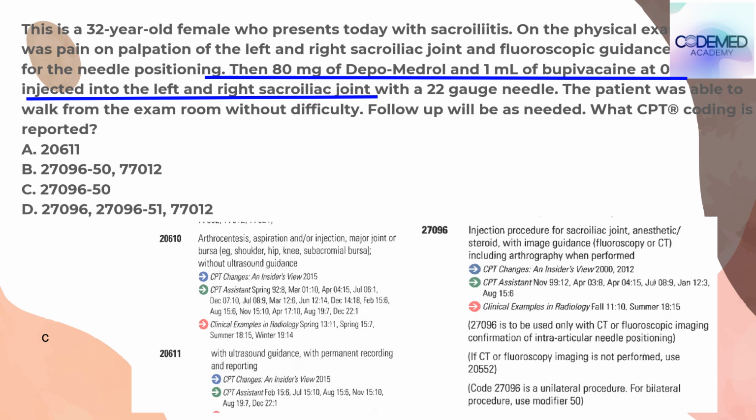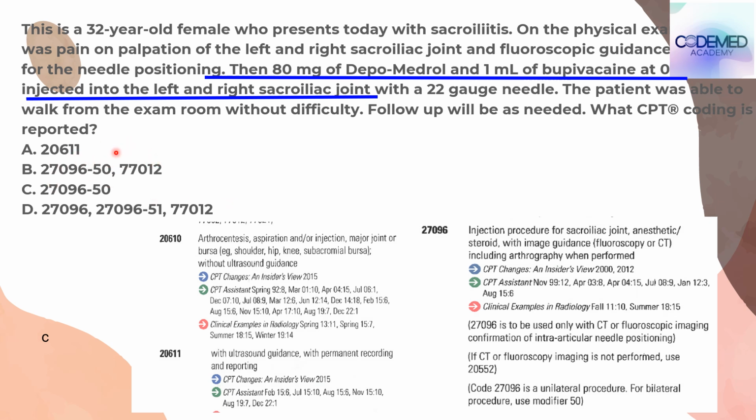Now let us take one more example. This is a 32-year-old female who presents today with sacroiliitis. On the physical exam, there was pain on palpation of the left and the right sacroiliac joint, and fluoroscopic guidance was taken for the needle positioning. Then 80 milligrams of Depo-Medrol and 1 milliliter of bupivacaine was injected into the left and right sacroiliac joint with a 22 gauge needle. The patient was able to walk from the exam room without difficulty. Follow-up will be needed. Now we will see what options we have.